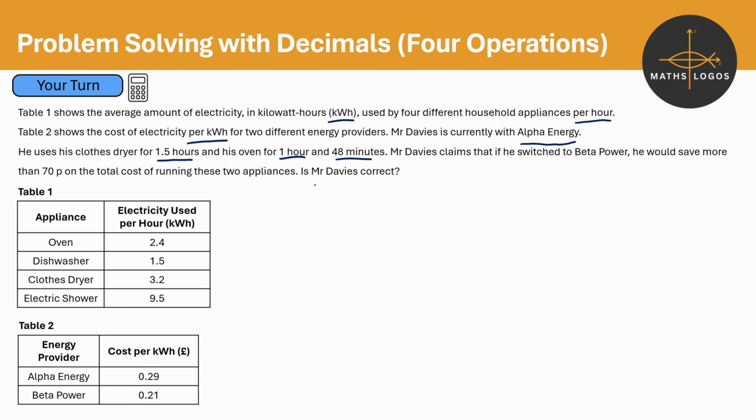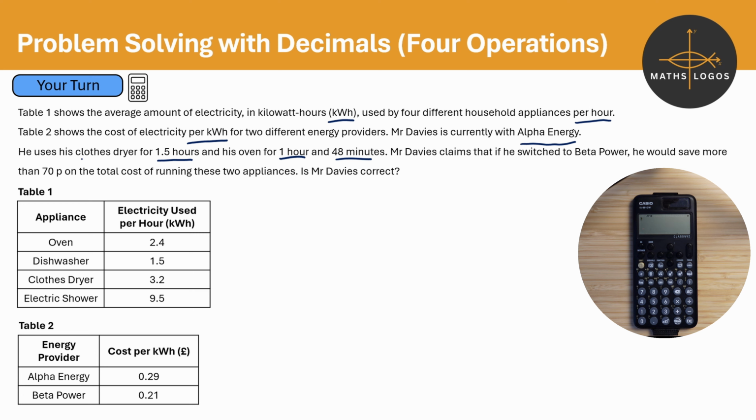Is Mr. Davies correct? What we want to start by doing is working out how much energy is used by the clothes dryer and also by the oven.